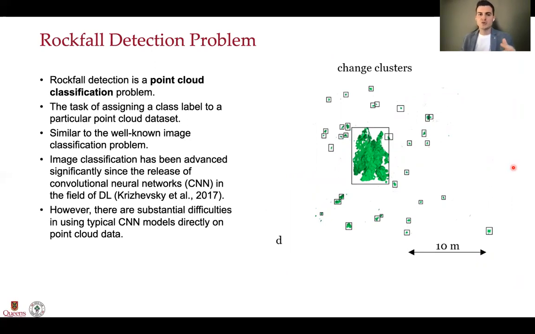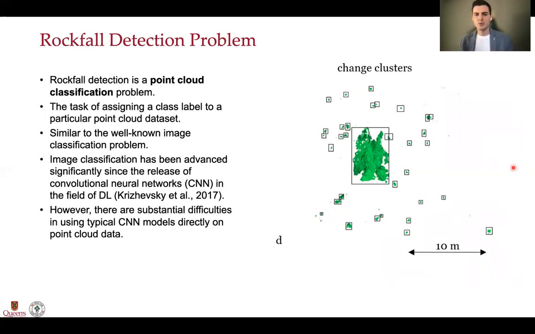Since we have our different point clouds, the rockfall detection problem becomes actually a point cloud classification problem, which is the task of assigning a class label to a particular point cloud dataset. This is different to semantic segmentation, which denotes the per-point class assignment within a given point cloud dataset, and usually generates confusion between the two concepts.